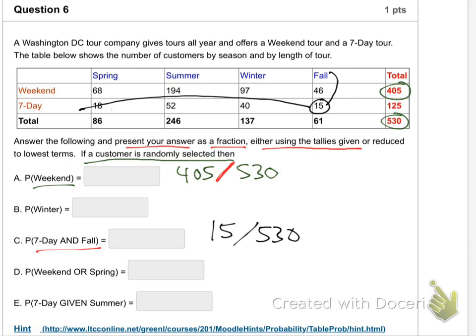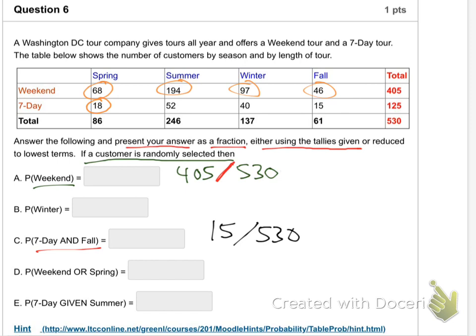So can you add up the weekend? So I got to find the weekend. Where's all the weekend people? Wouldn't all these people be weekend people? And how many people went in the spring? We'd also throw in those 18. All the ones I have circled up there are weekend people or springtime people. Does that make sense? So I can just add all those up, divided by 530.